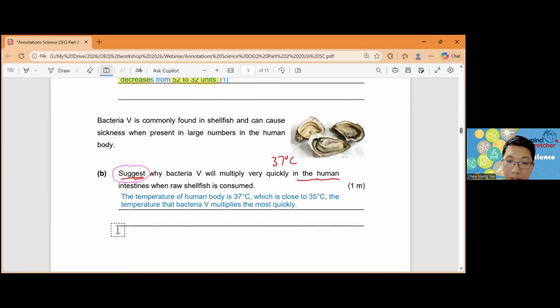So this is my answer here. The human body temperature is around 37, compared to what was given in the data, 35. And from that data, we can tell that bacteria V multiplies very quickly, or the most quickly.